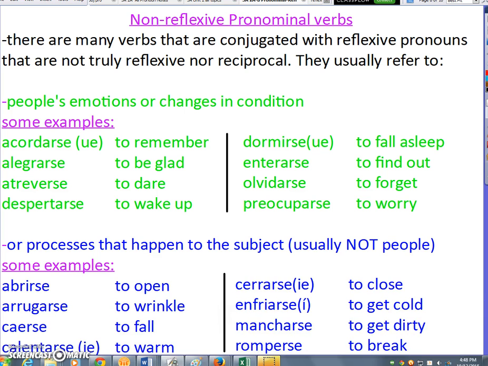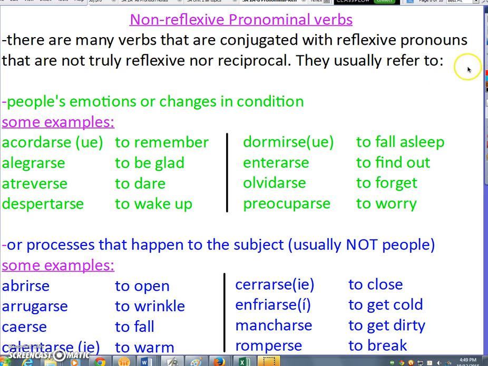Or if you want to talk about when a process happens to a subject that's not a person, for example, a door might just open or close on its own, or a room might get cold, and these things sort of just happen to the subject, and they're usually not people. And when that happens, you use what we would traditionally call a reflexive verb, but we now know is a pronominal verb. And here are the examples that you need to know because the book will be throwing them around to help you practice these concepts. So they're as important as vocab.